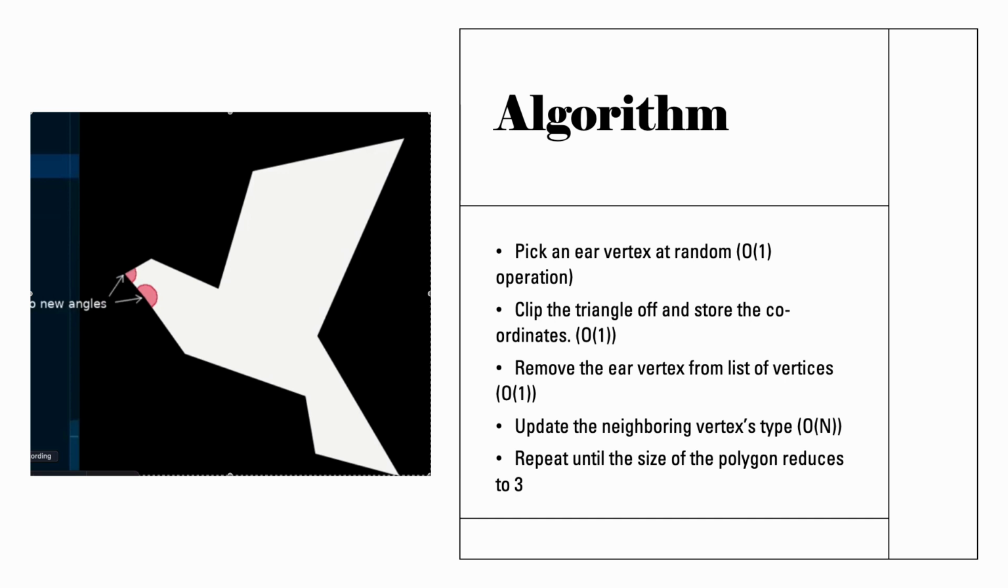After the algorithm completes, we obtain a list of triangulated coordinates representing the polygon's triangulation. As we observed in the algorithm, the overall time complexity with the linked list implementation is O(n^2).